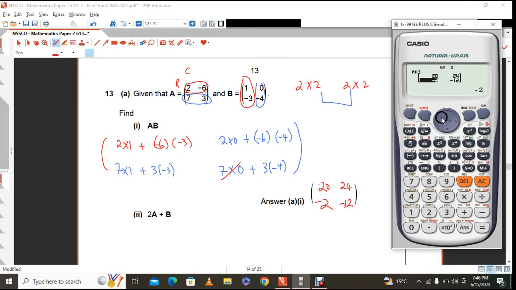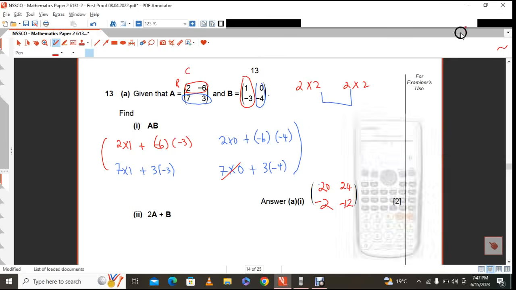Of course, you have to show this type of multiplication, and that's why you have all that space for the working. All right. Good. Let's go to the next question.